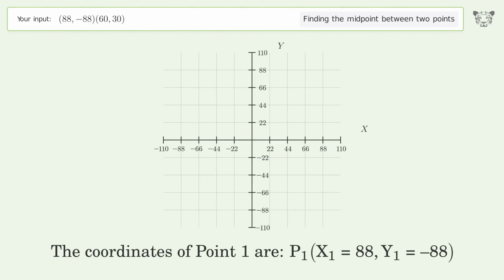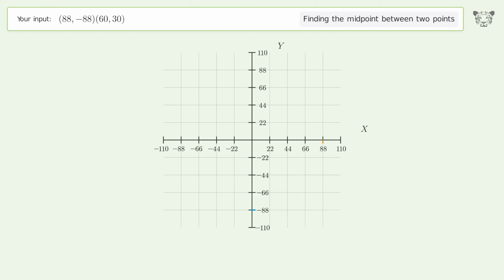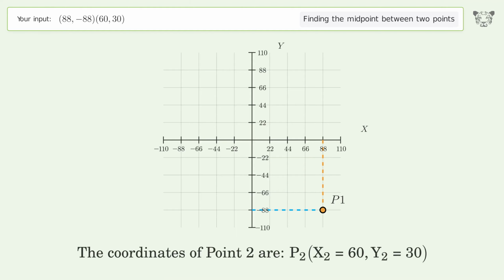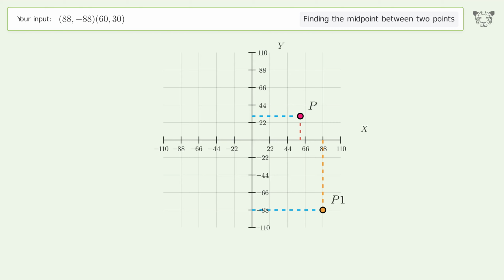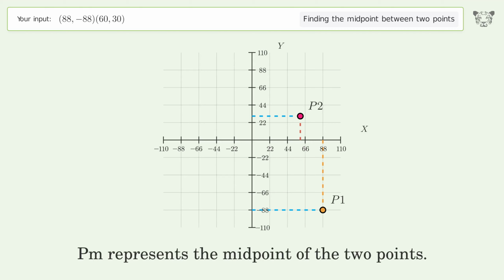The coordinates of point 1 are, x1 equals 88, y1 equals -88. The coordinates of point 2 are, x2 equals 60, y2 equals 30. PM represents the midpoint of the 2 points.